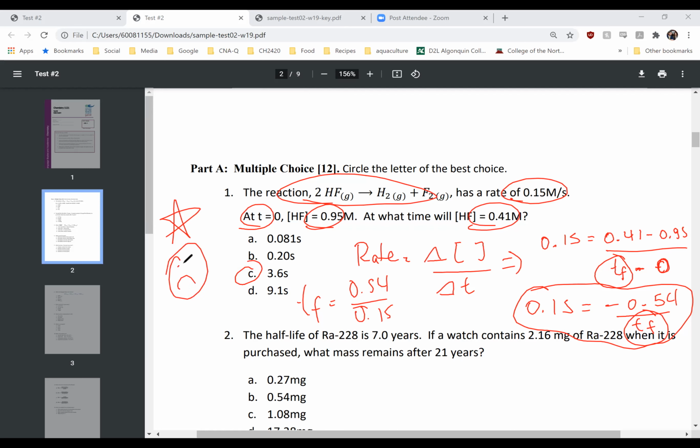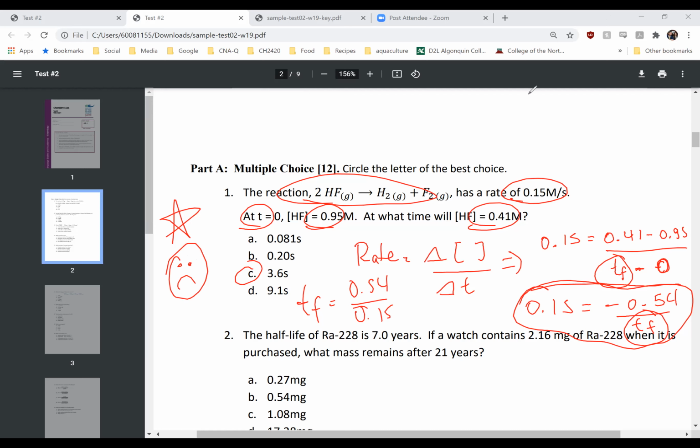This is a tricky one. I wouldn't worry too much about that one for tomorrow, but that's a good practice one because it really shows if you can rearrange some of these equations. So yeah, the answer to that one is 3.6 seconds. And again, I solved this equation here. All right.